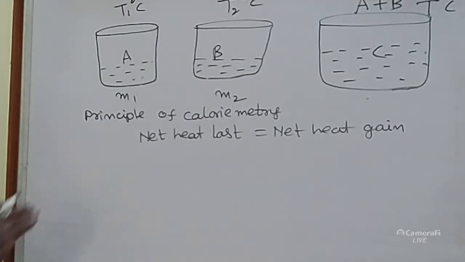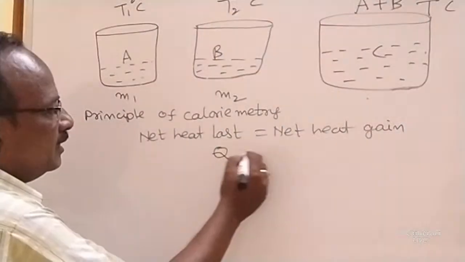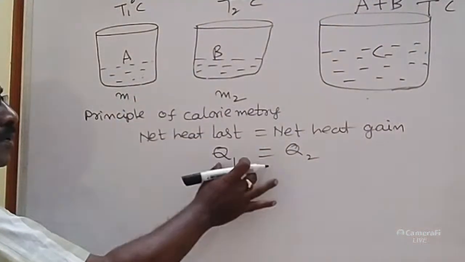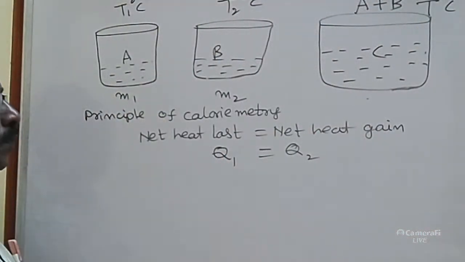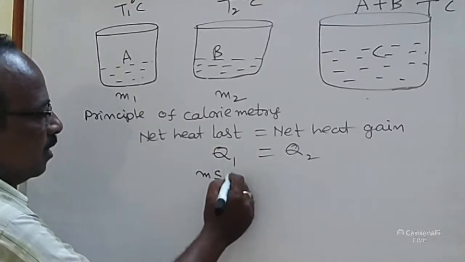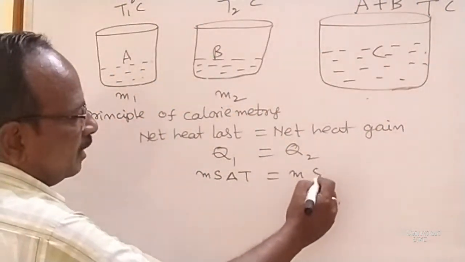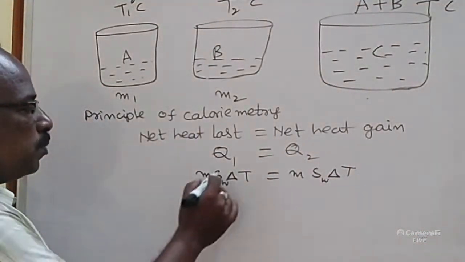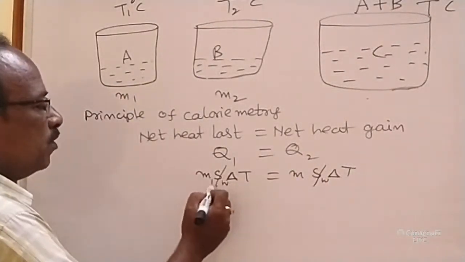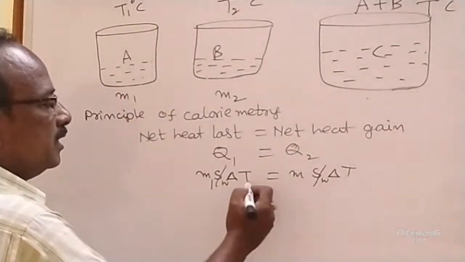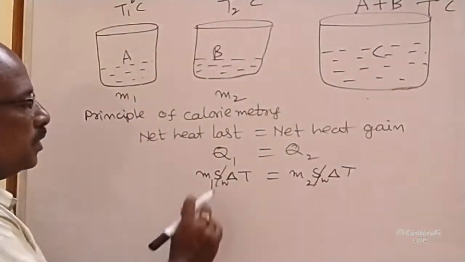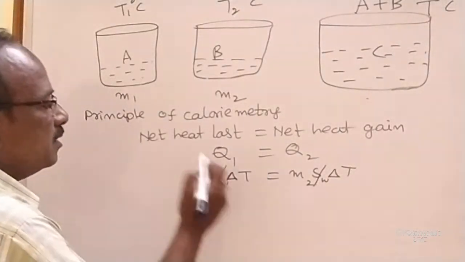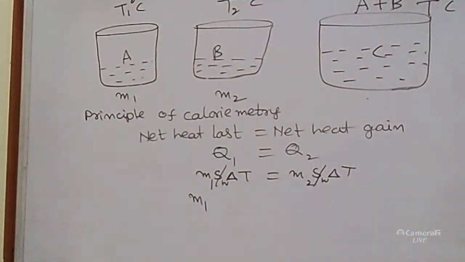So here you know the formula for net heat loss, Q, heat energy. Suppose this one is Q1, this one is Q2. By using this you can write, Q1 formula is m s delta T. Here also the formula is m s delta T. This one is also water, this one is also water, so both will be cancelled. So remaining M1 delta T, M2 delta T.